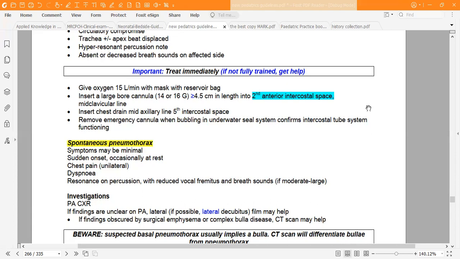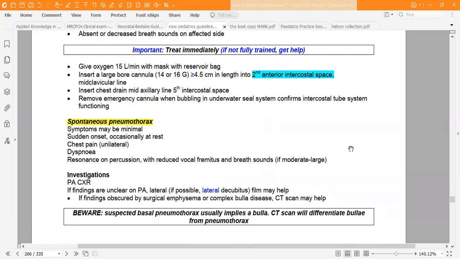So once you see the bubbling in the underwater seal system, you can remove the emergency cannula that you have inserted in the first place. Also the bubbling means the intercostal tube is functioning and it's not blocked.